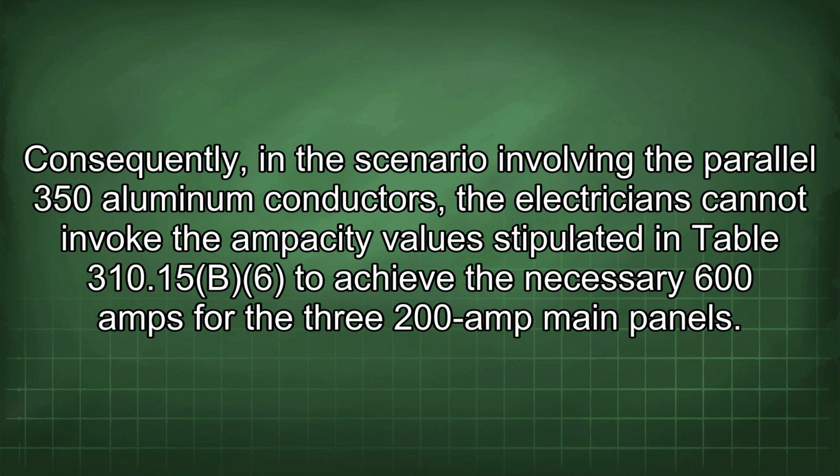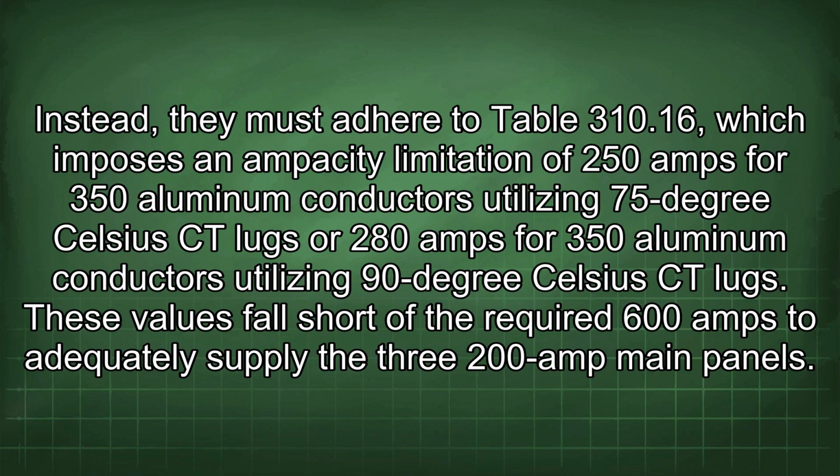Consequently, in the scenario involving the parallel 350 aluminum conductors, the electricians cannot invoke the ampacity values stipulated in Table 310.15(B)(6) to achieve the necessary 600 amps for the 3 200 amp main panels. Instead, they must adhere to Table 310.16, which imposes an ampacity limitation of 250 amps for 350 aluminum conductors utilizing 75°C CT lugs, or 280 amps for 350 aluminum conductors utilizing 90°C CT lugs. These values fall short of the required 600 amps to adequately supply the 3 200 amp main panels.